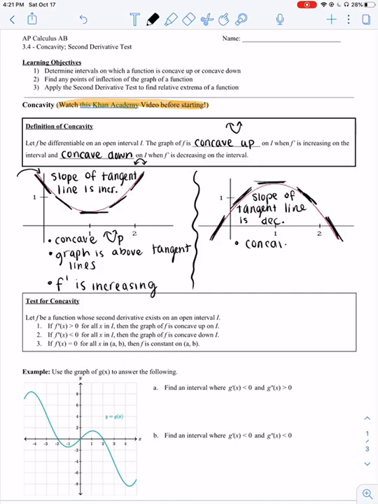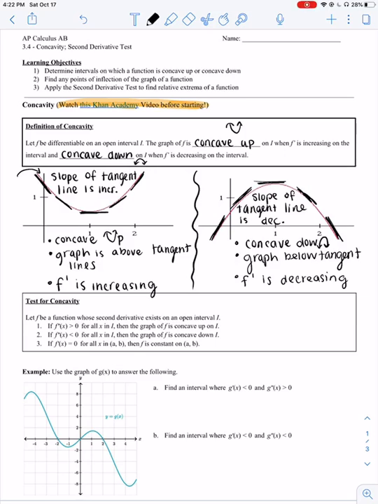Here's your little fancy way to remember it. So for the up, you have the u, and for the down, you have the n. The graph lies below the tangent line. So on the previous one, the graph was always above the tangent line, and here we can see our graph always lies below the tangent line. And finally, f prime is decreasing. The slope of the tangent line is decreasing.